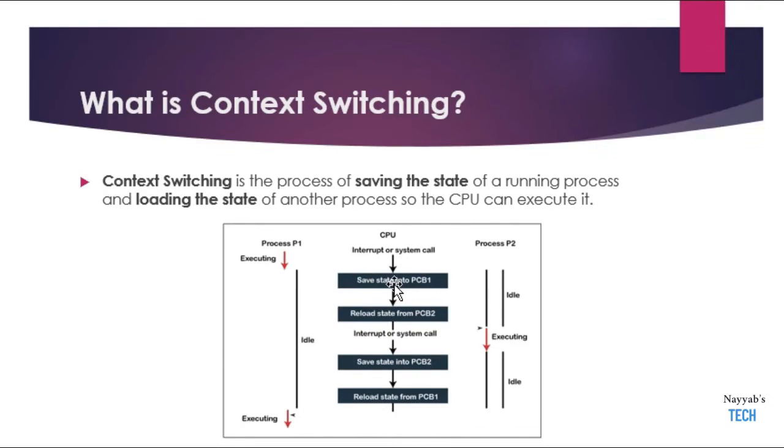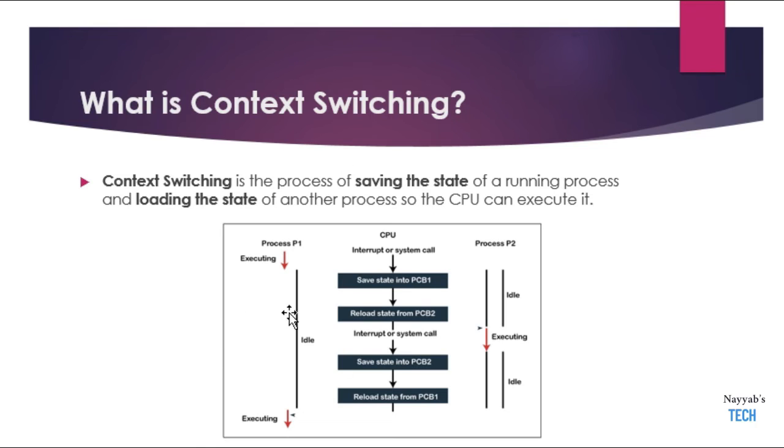Hello guys, in this video we are going to discuss what is context switching. Context switching is the process of saving the state of a running process and loading the state of another process so the CPU can execute it.